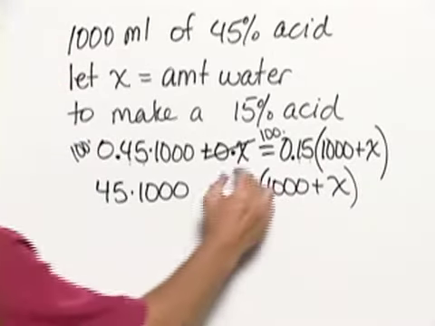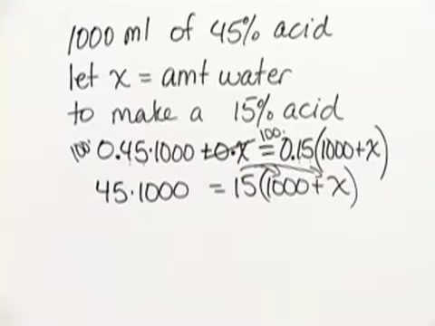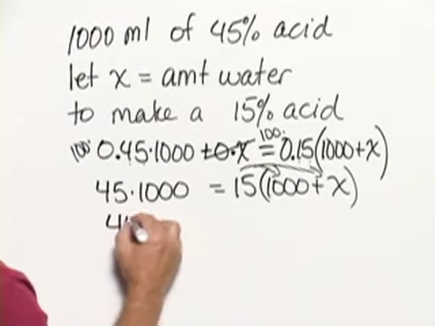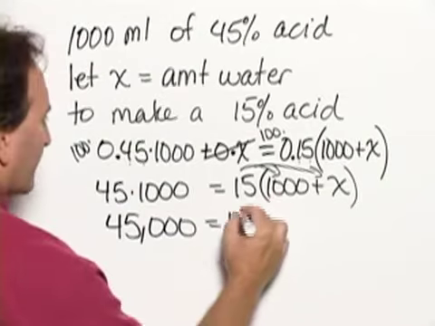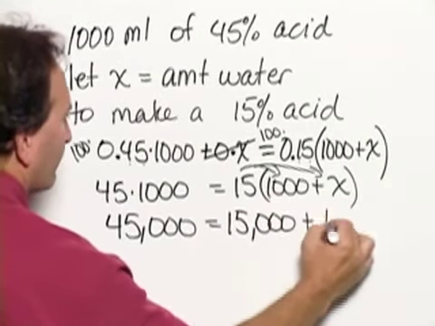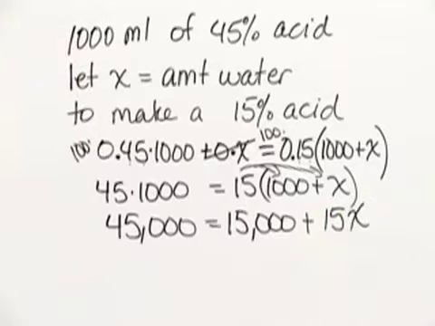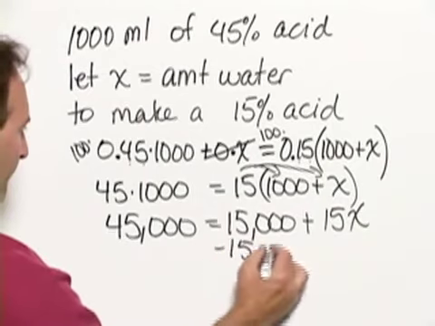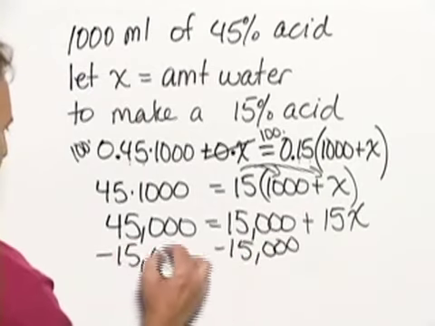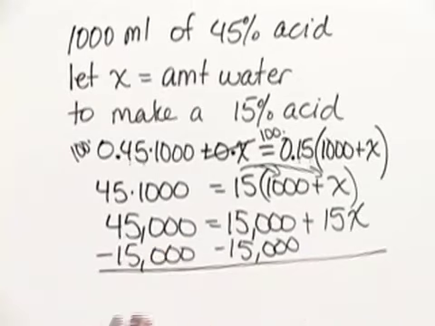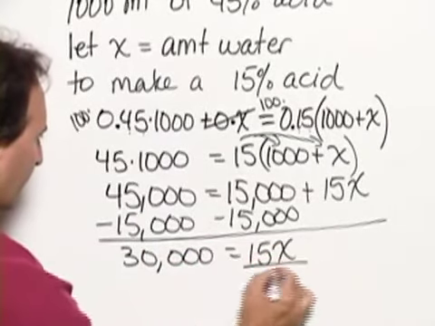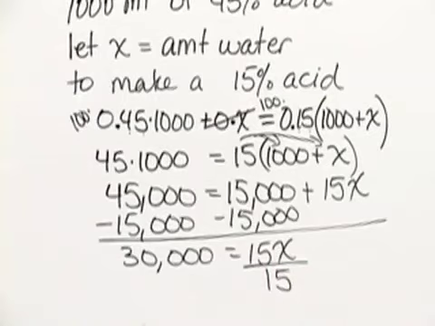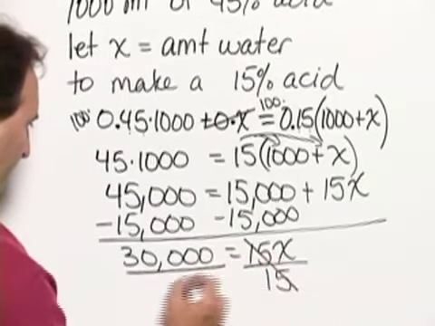So on the right-hand side, we need to distribute the 15. On the left-hand side, we multiply 45 times 1,000, and that yields 45,000. 15 times 1,000 is 15,000, and 15 times X is 15X. Subtract 15,000 from both sides, and that yields the result 30,000 equals 15X. We want to divide both sides by the coefficient of X so that it cancels out.